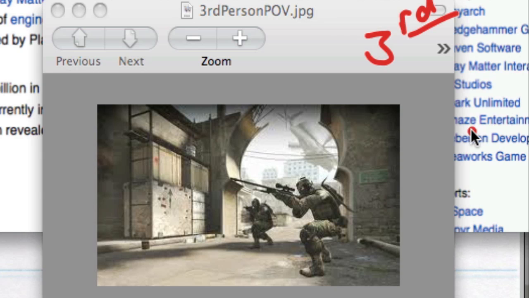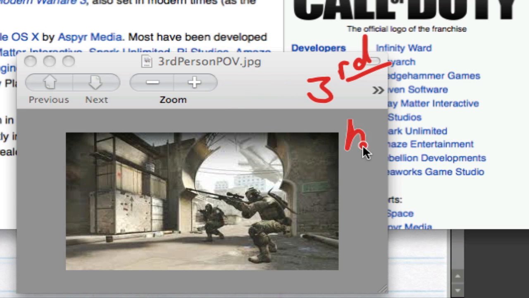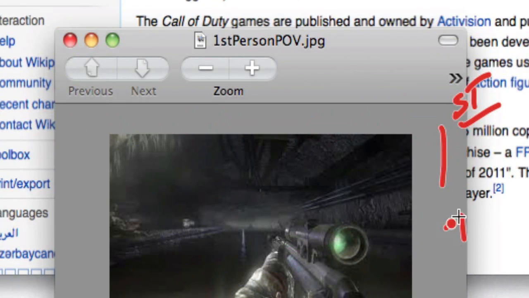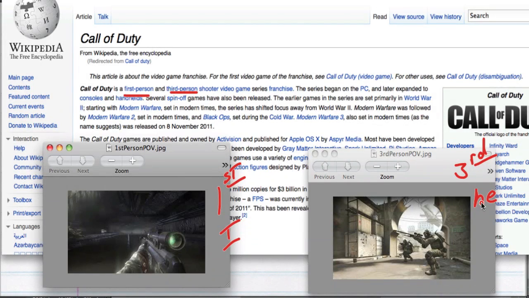Over here, this is the third person point of view. Because if I were to write about this scene right here, I would have to say, the sniper crouched and he took aim. The pronoun he is a third person pronoun. The pronoun I is the first person pronoun. So let's head back to our notes.